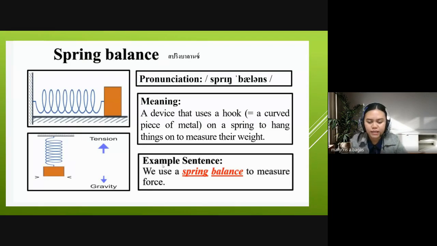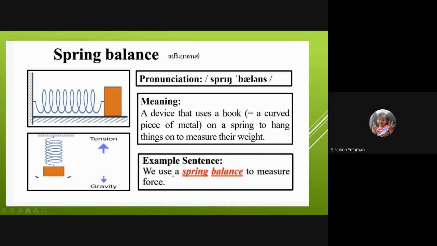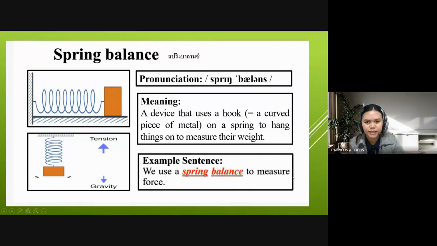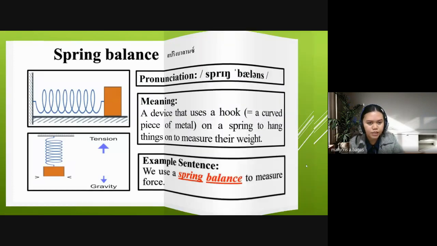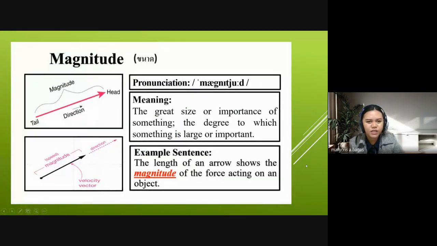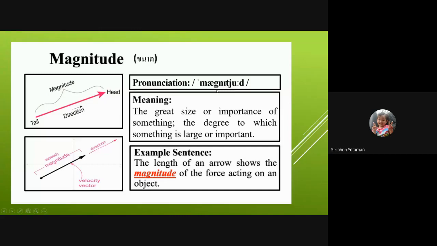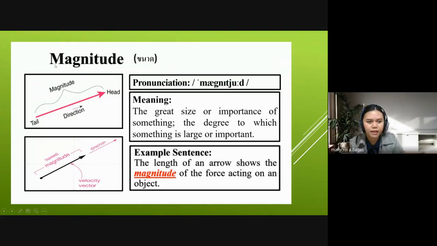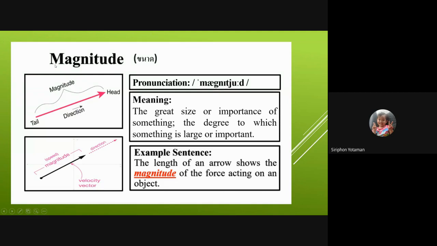We use a spring balance to measure force. Can you read? We use a spring balance to measure force. Okay, the next word is magnitude. Magnitude. Okay, magnitude, let's spell. M-A-G-N-I-T-U-D-E.